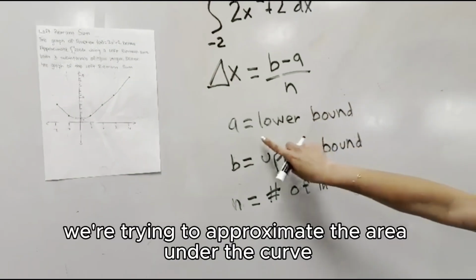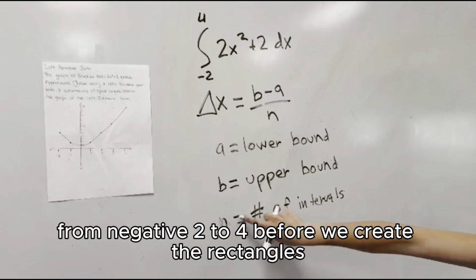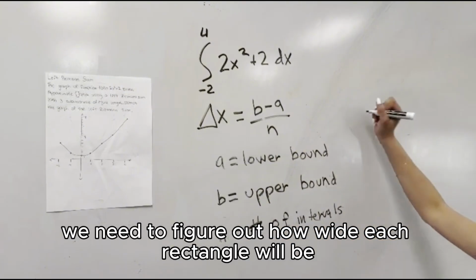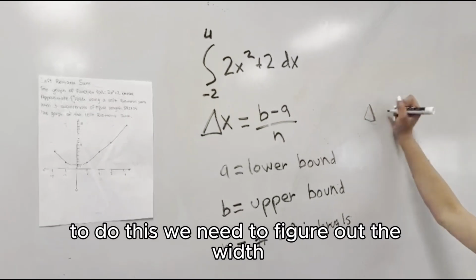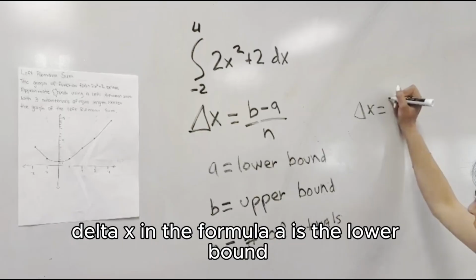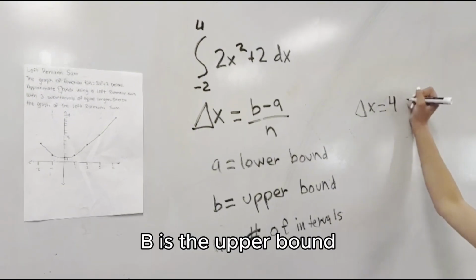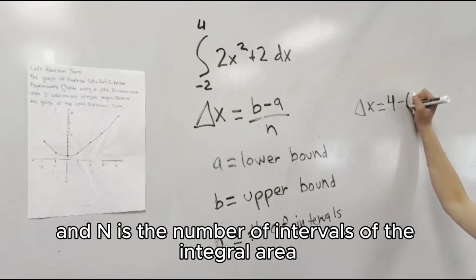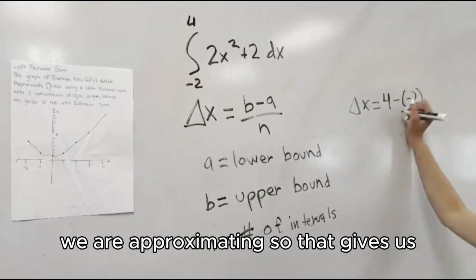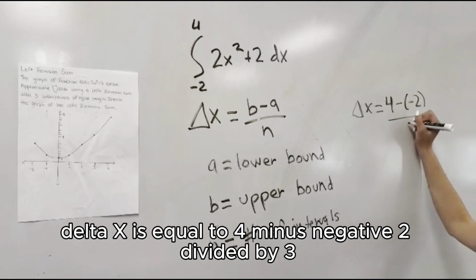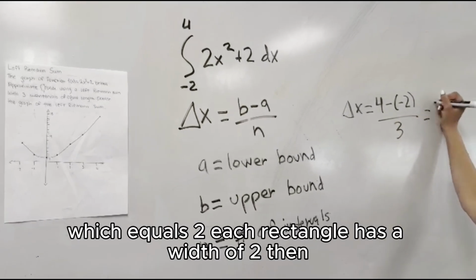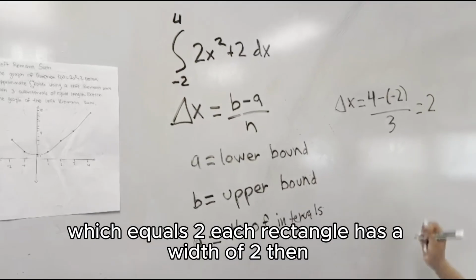So for this problem, we're trying to approximate the area under the curve from -2 to 4. Before we create the rectangles, we need to figure out how wide each rectangle will be. To do this, we need to figure out the width, delta x. In the formula, a is the lower bound, b is the upper bound, and n is the number of intervals of the integral area we are approximating. So that gives us delta x is equal to (4 minus -2) divided by 3, which equals 2. Each rectangle has a width of 2 then.